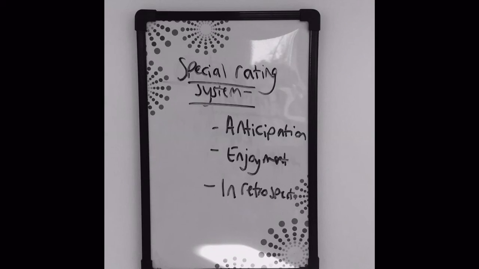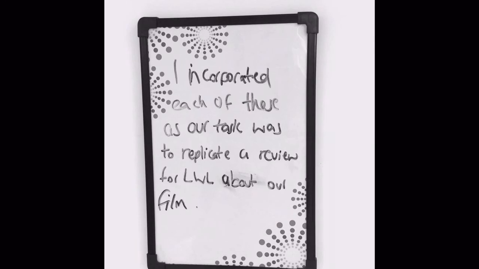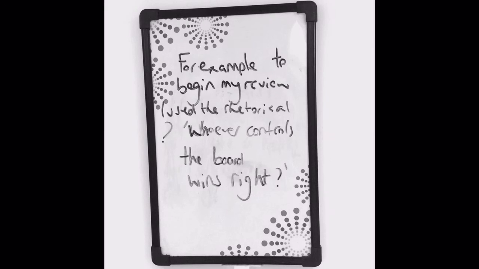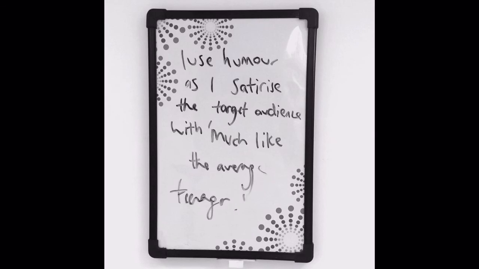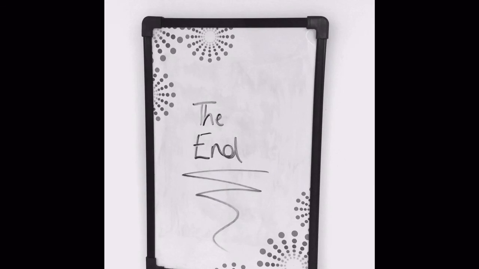There's a special rating system which rates the anticipation, enjoyment and, obviously, in retrospect. This is scored quite harshly for their reviews and it ranges from 1 to 5. I incorporated each of these as our task was to replicate a review for Little White Lies about our film. For example, I began my review with a rhetorical question. I also used humour to satirise my target audience, much like the average teenager. I used the pen and ruler tools on Photoshop to make the structure of the review sort of like Little White Lies. And that's the end.